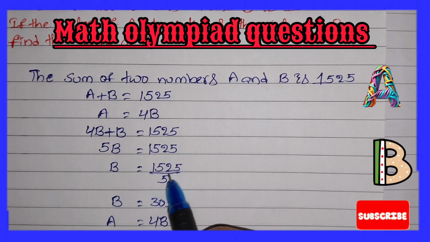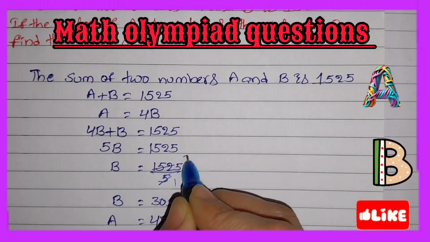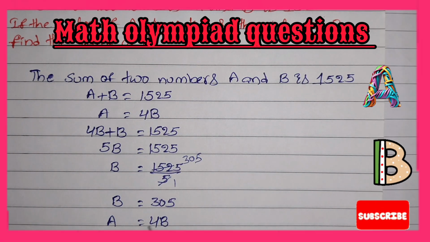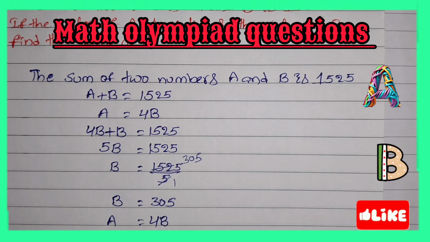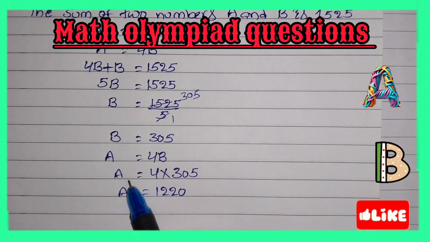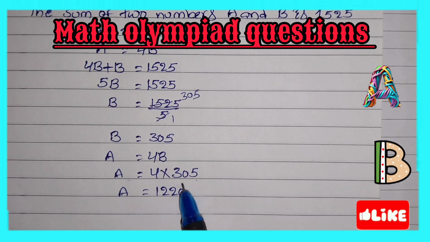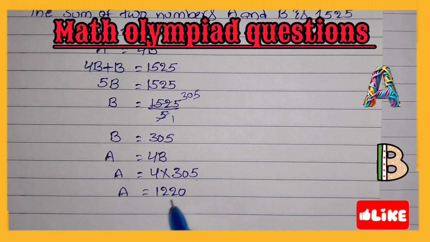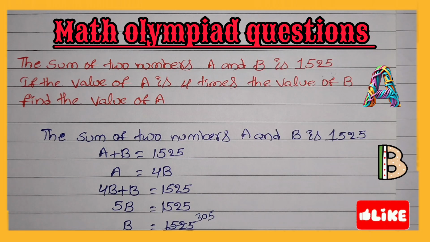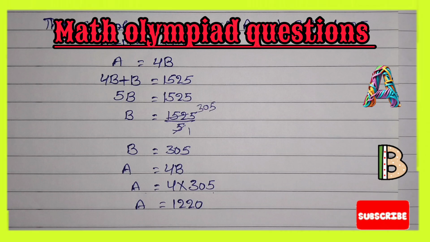b equals 1525 divided by 5. 5 ones are 5, 5 threes are 15, 5 times 305 is 1525. So b equals 305. a equals 4b. In place of b we substitute 305. a equals 4 multiplied by 305. 305 multiplied by 4 equals 1220.